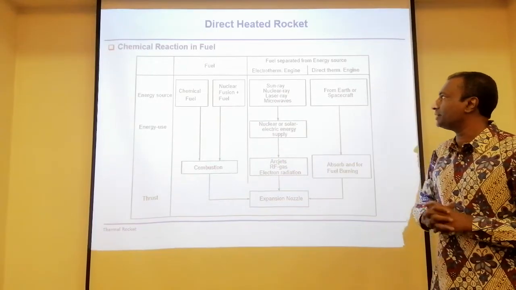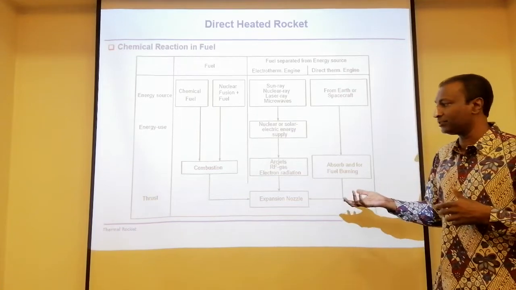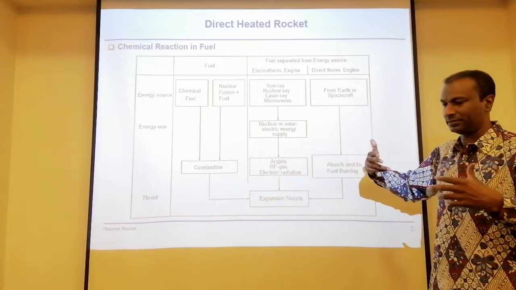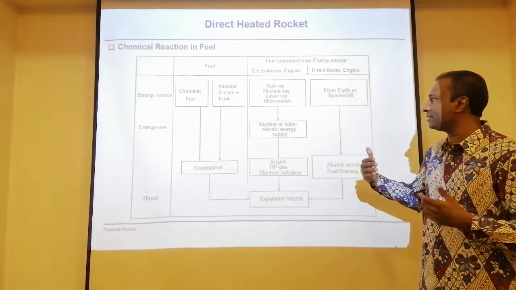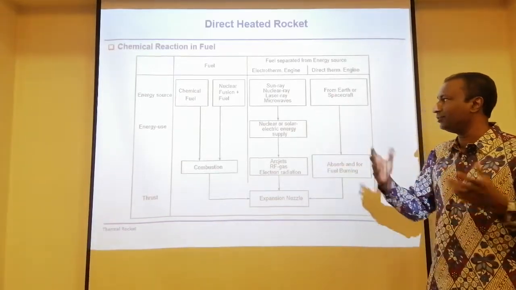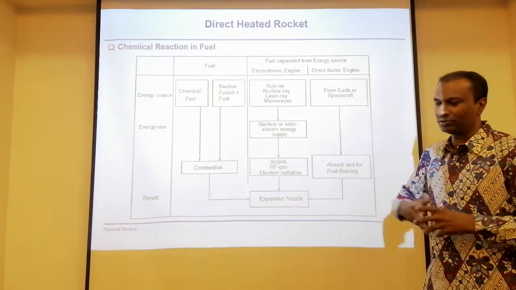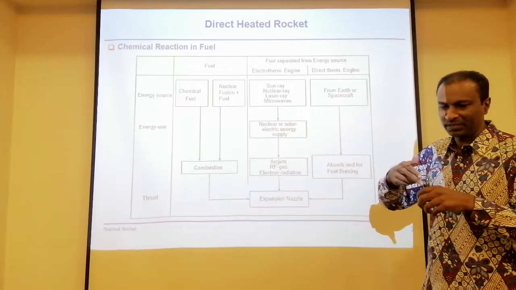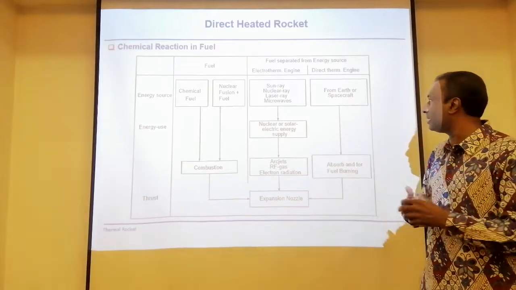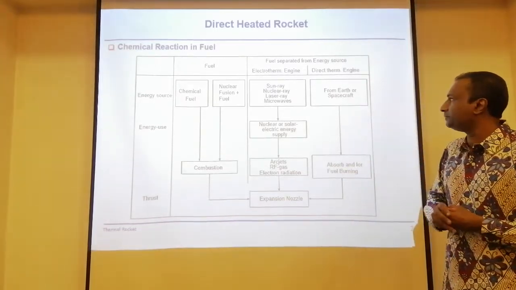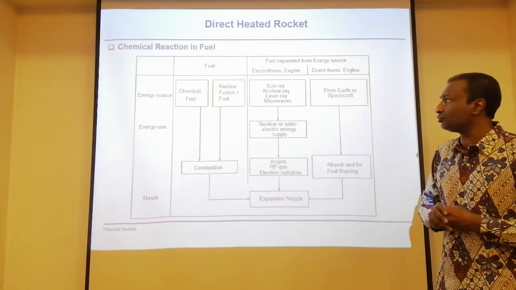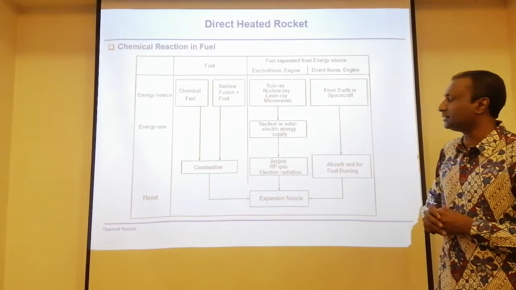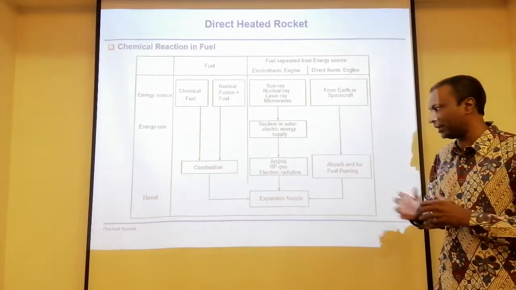Then you have the fuel separated from the energy source, which means that external heating can take place. External heating can come from the sun, or nuclear, or even a laser, for example. So there is this fuel, external heat is given to the fuel, and then you get the combustion. Sometimes this can also be coined as electrothermal engines, where the fuel is separated from the energy source.